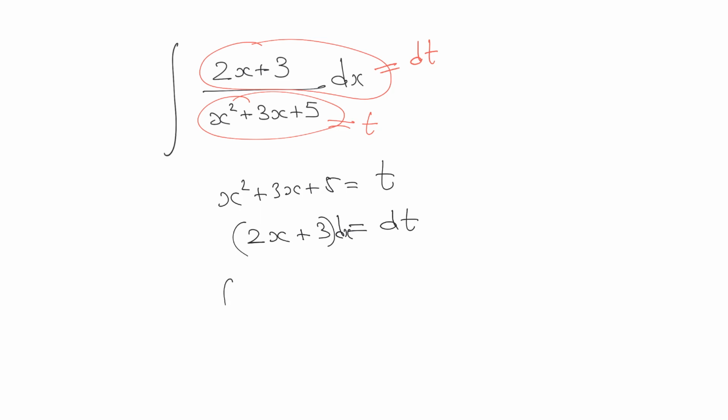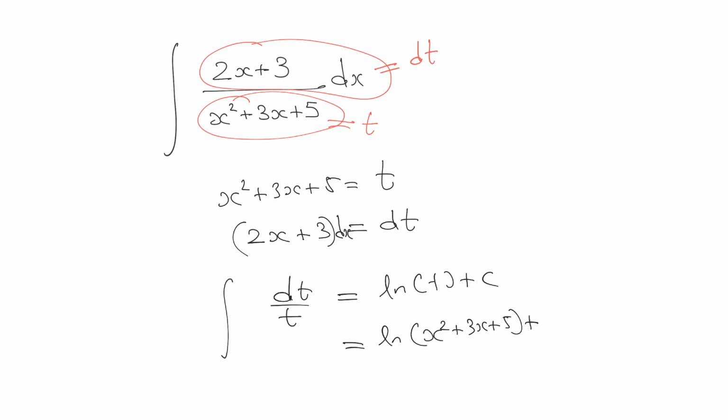So our question becomes integration of dt divided by t, and we know that integration of 1 by t dt is ln of t plus constant of integration c. So we can write it as ln of x square plus 3x plus 5 plus constant of integration c.